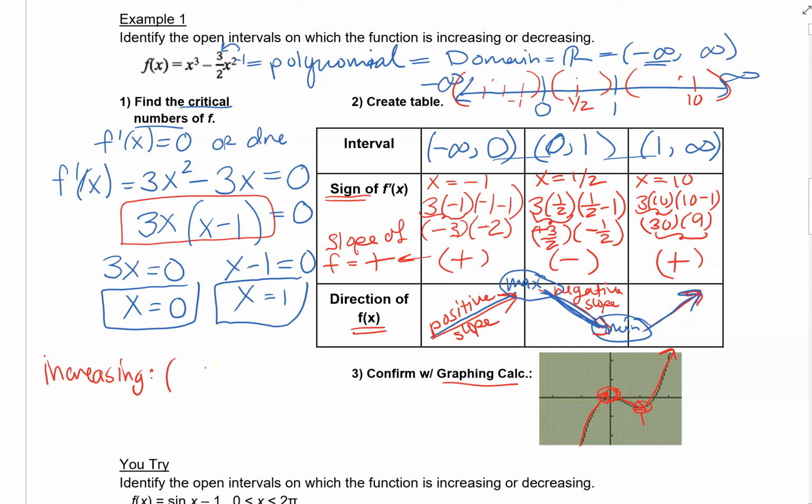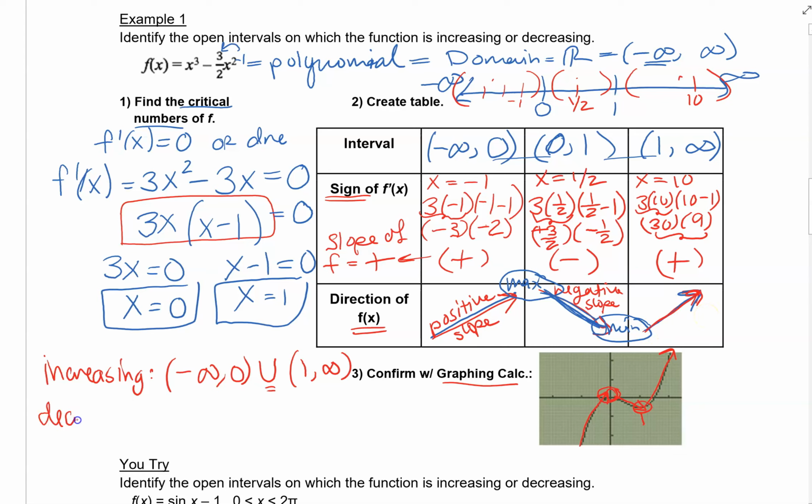There was the interval from negative infinity to 0. My derivative was positive there, so my function's increasing. Union, this is the symbol we use, by the way, when we want to combine. I want to combine this interval together with that one, so I use my little union sign. 1, comma, infinity. That was the other interval where the derivative was positive, meaning f is increasing.